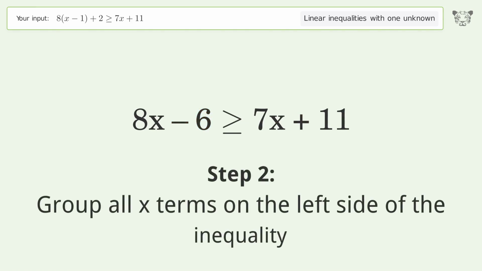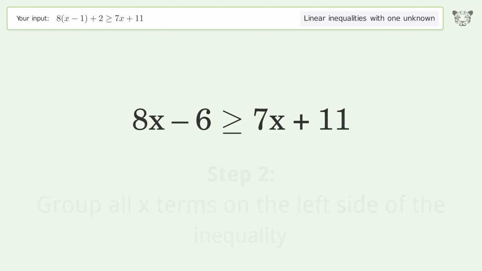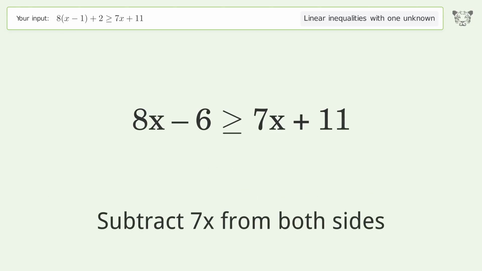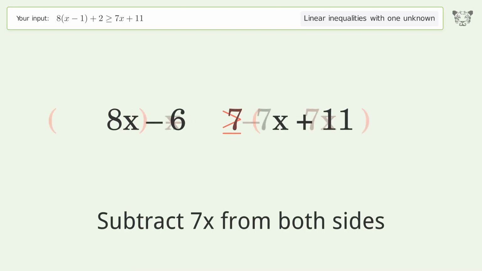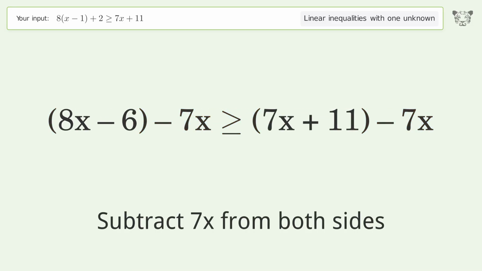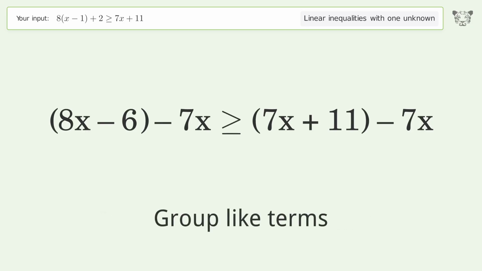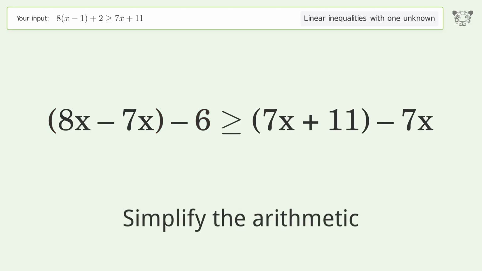Group all x terms on the left side of the inequality. Subtract 7x from both sides. Group like terms. Simplify the arithmetic.